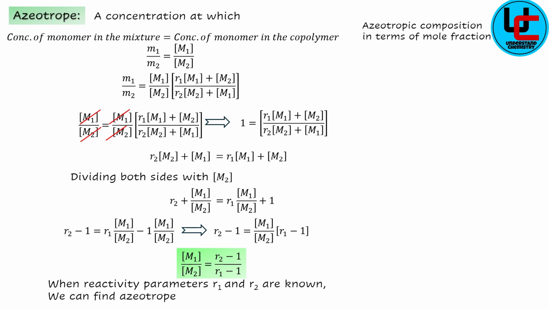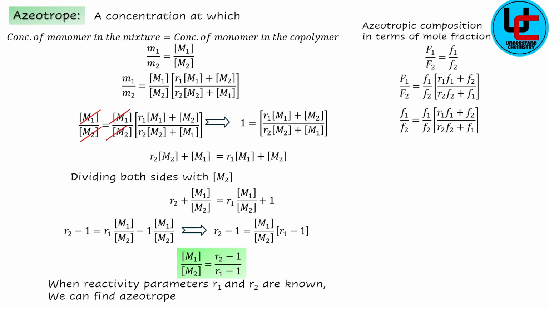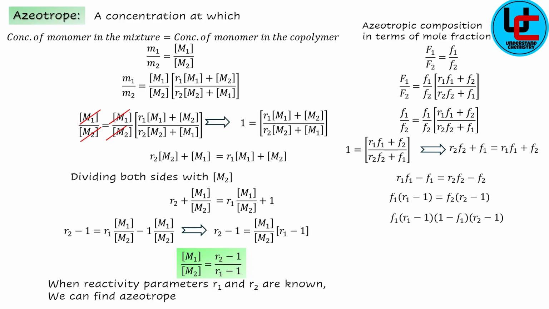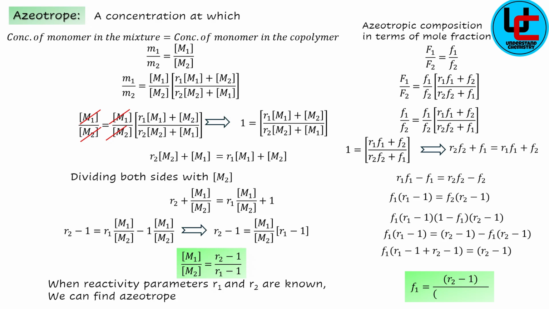At the azeotropic point, the mole fraction of monomer in the feed is equal to the mole fraction of monomer in the copolymer. Mathematically, we can write the ratio F1 over F2 is equal to the ratio small f1 over small f2. Substituting this condition into the mole fraction form of the Mayo-Lewis equation and simplifying through several steps, we arrive at this expression. F1 is equal to R2 minus 1 whole divided by R1 plus R2 minus 2. So if we know the reactivity ratios of the monomers, we can determine the azeotropic copolymerization composition point.